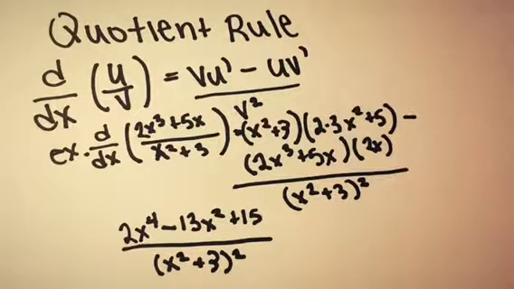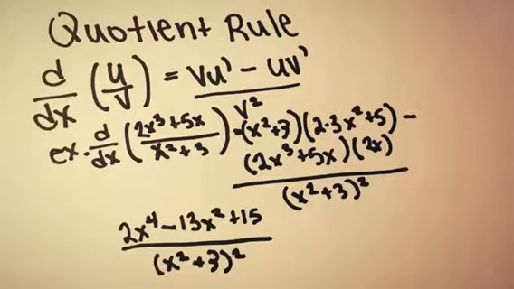For example, if you had d over dx of 2x cubed plus 5x over x squared plus 3, the derivative of that would be v, or x squared plus 3, times the derivative of u, 2 times 3x squared plus 5, minus u, 2x cubed plus 5x, times the derivative of v, which is 2x, over v squared, which is x squared plus 3, squared.